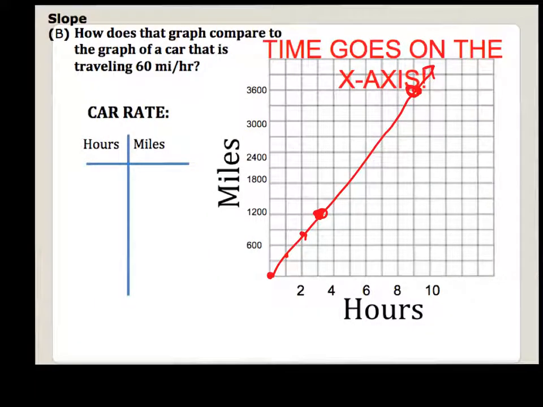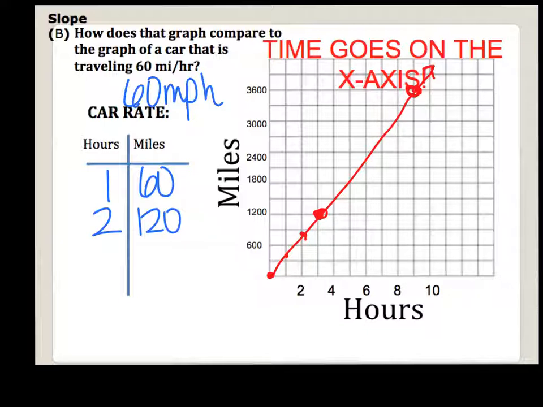All right, the second part of that problem is talking about a car's rate. So this one we're talking about a car that is traveling 60 miles per hour. If you notice the same graph is pictured, we're going to graph the car's rate on the same graph. So the first thing, the car's rate we already know because it tells us 60 miles per hour. Okay, so if I go 1 hour, that's 60 miles. 2 hours would be 120.